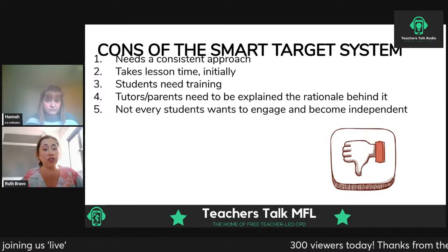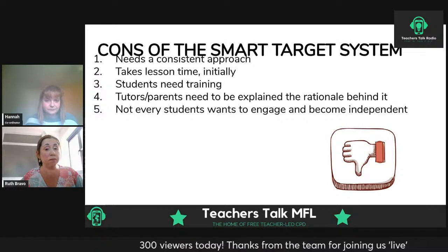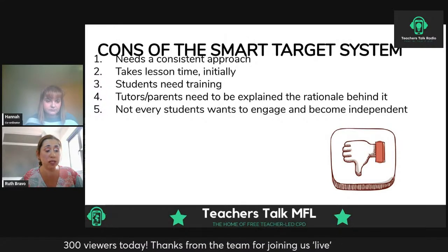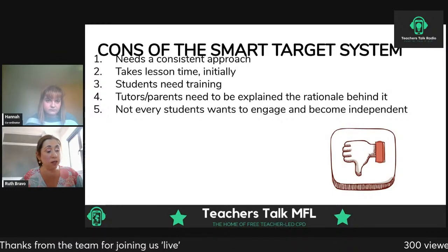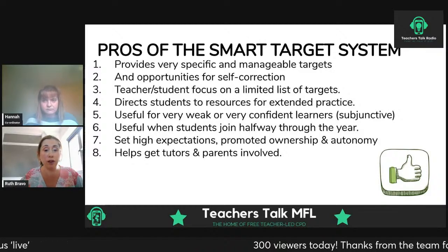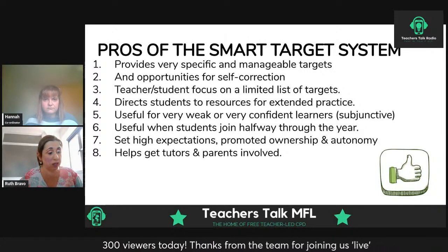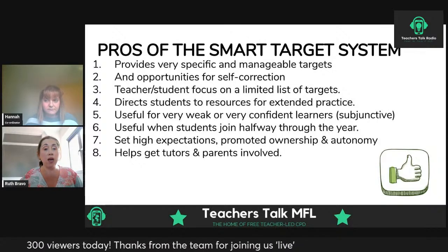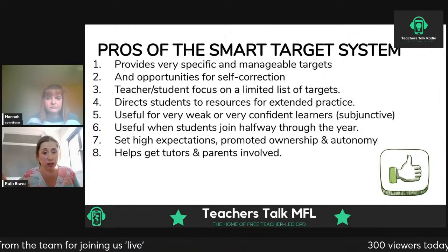And not every student wants to engage, because not every student wants to become independent, and they don't necessarily want to become accountable. But we have persevered because it has really worked for us. It provides very specific and manageable targets for the students. It gives them opportunities for self-correction. We are focused on a limited list of targets that is just there and is logged and is tangible.